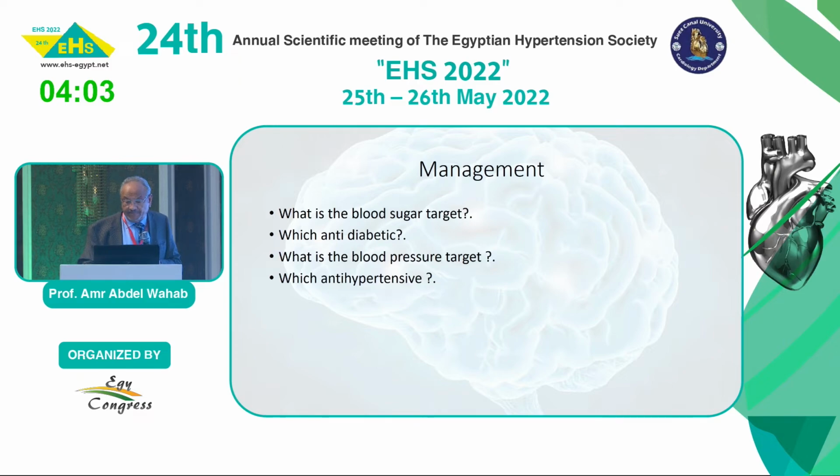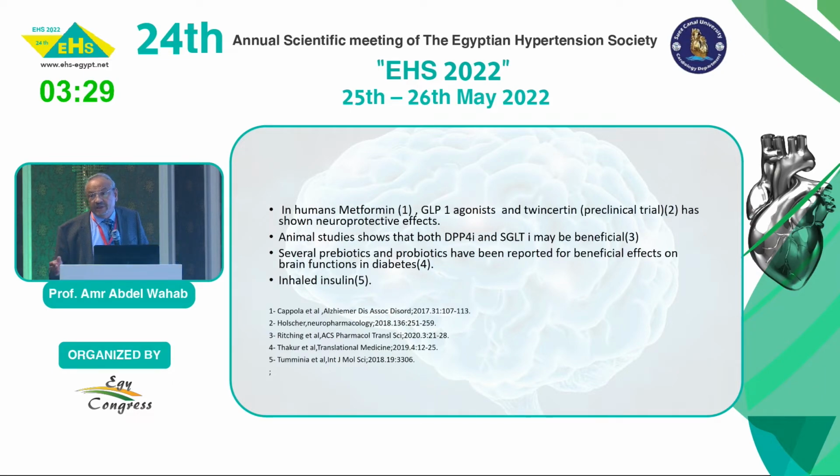What can we do to help? For diabetes, it's easy. Treat blood sugar with a target A1C below 7 in a young patient, and below 7.5% in an elderly patient. If your patient is on continuous blood glucose monitoring, he will be managed by a new parameter called time in range. Time in range should be more than 70%. Which anti-diabetic? Again, metformin proved to be the best. Metformin has a neuroprotective effect. Patients who are treated with metformin have better cognitive function than patients who are not treated with metformin.